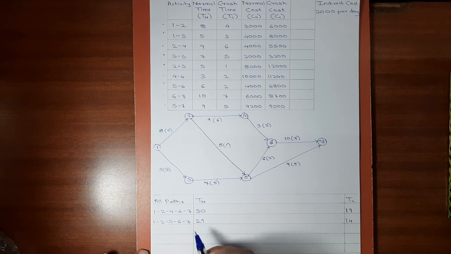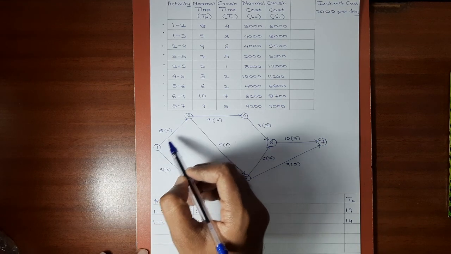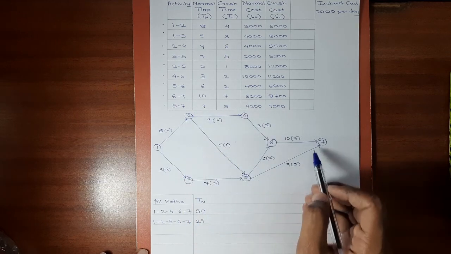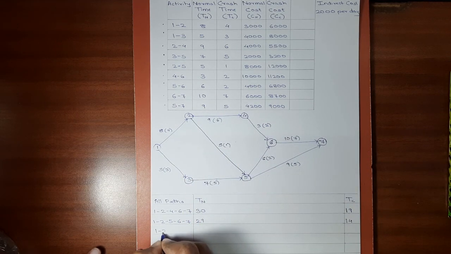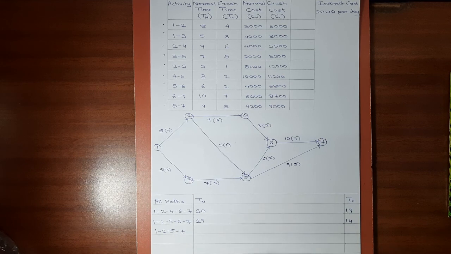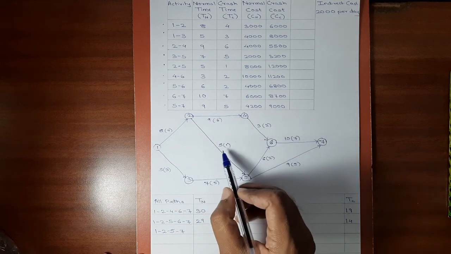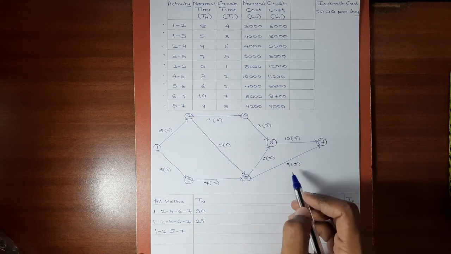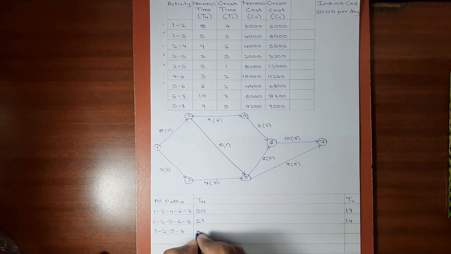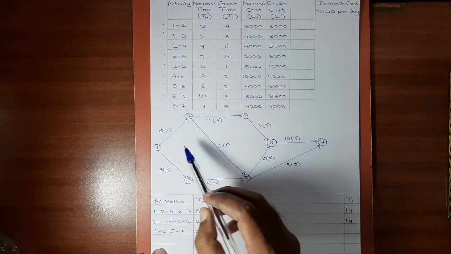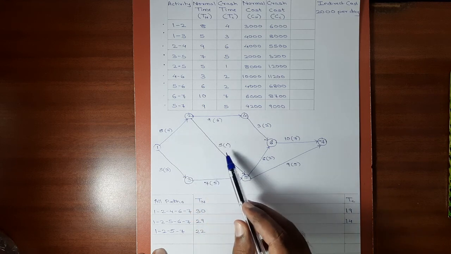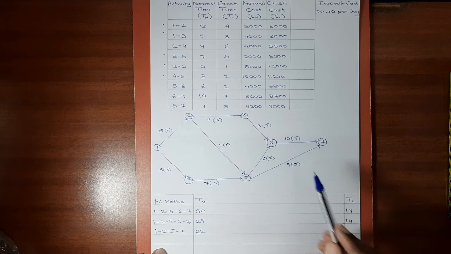Let's move on to the third path. The third path will be 1-2-5-7. The normal duration for this path will be 8 plus 5, 13, 13 plus 9, 22. And the crash duration will be 4 plus 1, 5, 5 plus 5, 10.